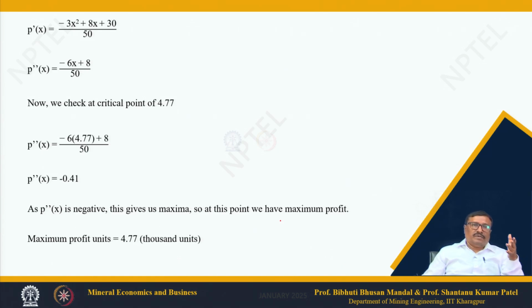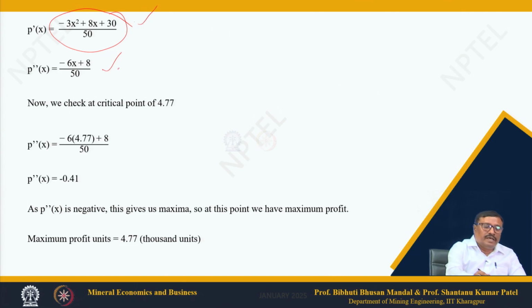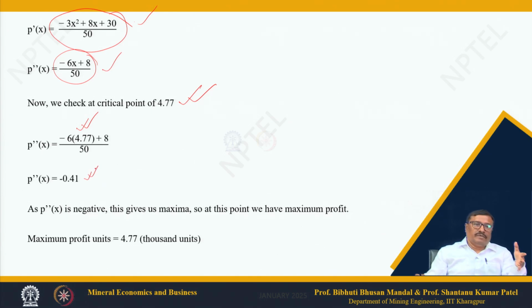So, we have this P dash x already found. Then we go for P double dash x, that means we differentiate it once again, and we get (minus 6x plus 8) divided by 50. Now we check at the critical point 4.77, that means in thousands. This 4.77 we substitute in place of x, and we get P double dash x is minus 0.41. As P double dash x, the double differentiation, is negative, this gives us the maxima.